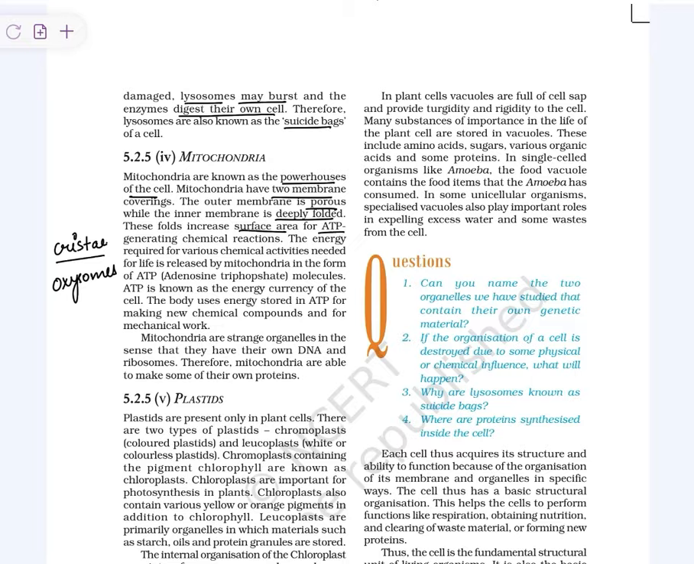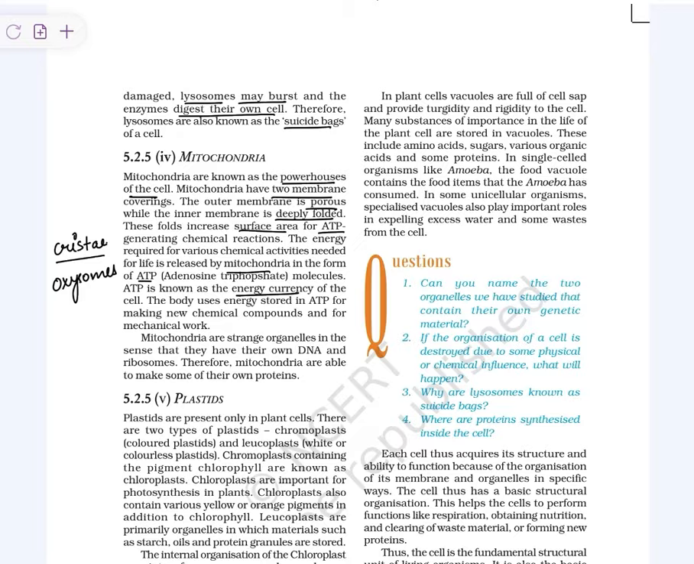पाएंगे. So the energy required for the various chemical activities needed for life is released from the mitochondria in the form of ATP, and its full form is adenosine triphosphate. ATP is known as energy currency because body को metabolic activities perform करने के लिए जितनी भी energy की requirement होती है वो इससे मिलती है. The body uses energy stored in the ATP for making new chemical compounds and for mechanical work.